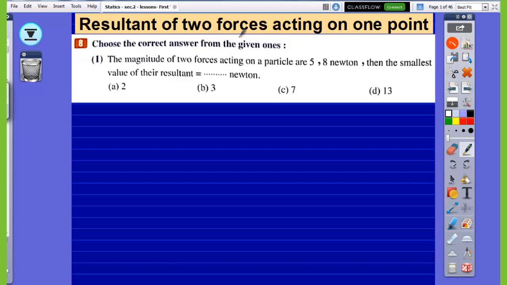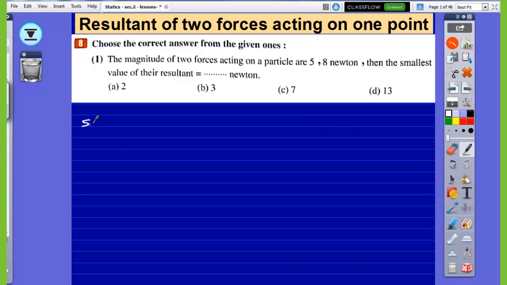Resultant of two forces acting on one point. Choose the correct answer from the given ones. 1. The magnitude of two forces acting on a particle are 5 and 8 Newton. Then the smallest value of their resultant equals 2, 3, 7 or 13.